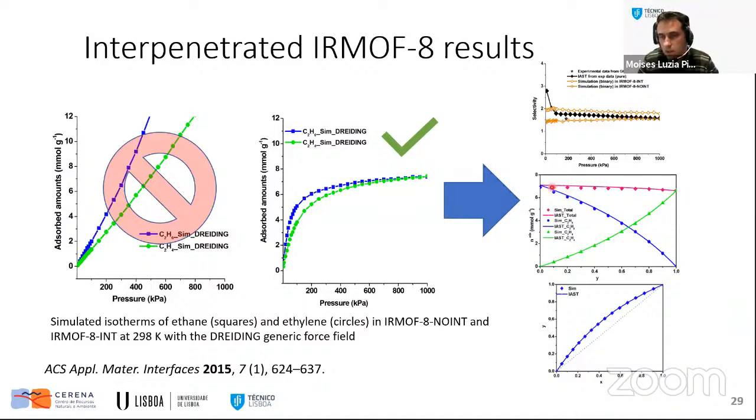So the experimental points with the line in here, it's very interesting to see that in fact when we changed the structure, when we run with a different structure, we are able to describe this. So our conclusion is that in fact IRMOF8 with interpenetrated structure is the one that is giving the good selectivity for this separation.